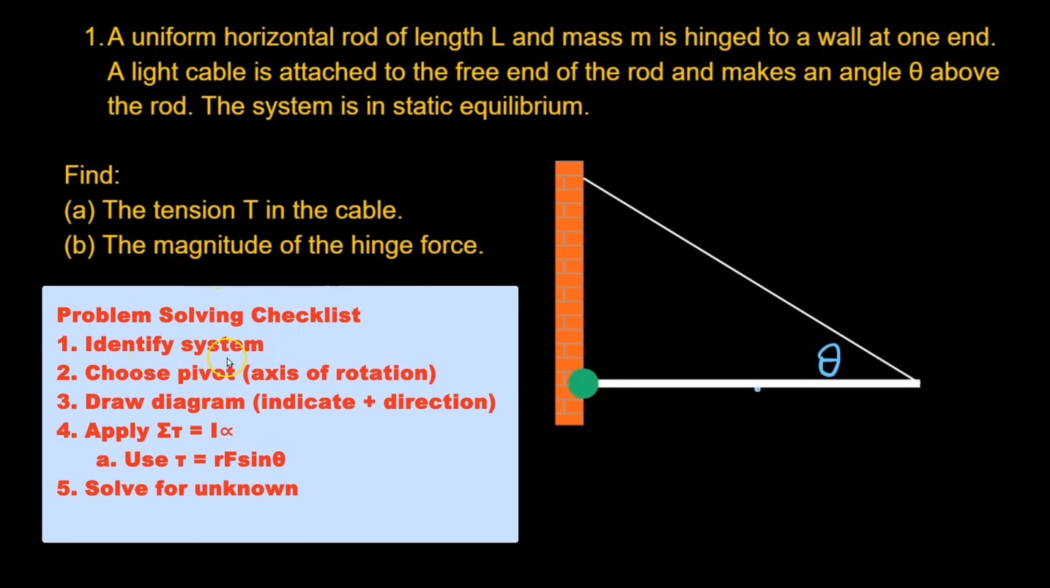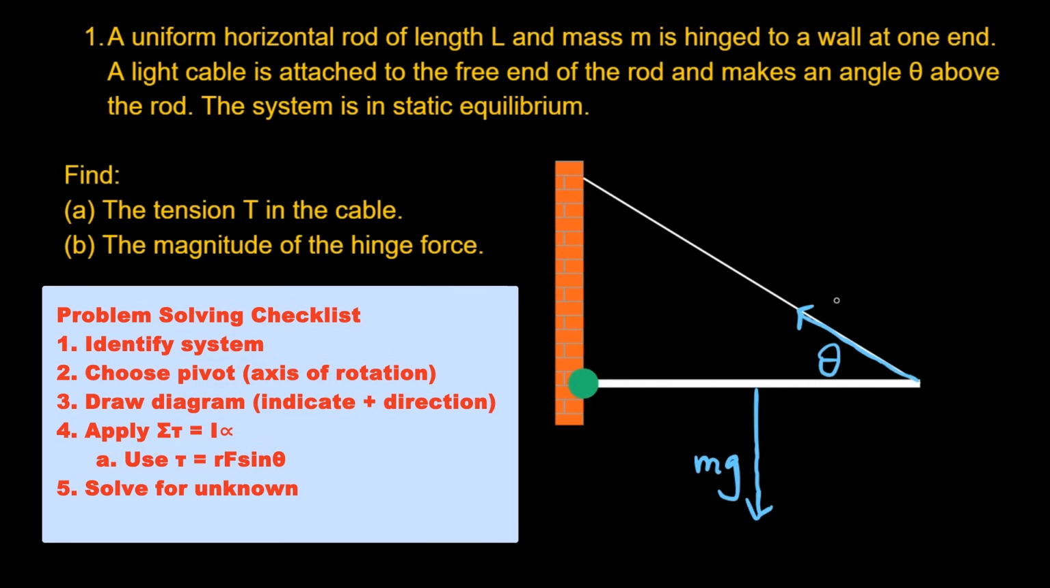Step 1 will be to identify the system. Our system will be this rod. Step 2 will be to choose our pivot. Our pivot will be this hinge right here, also known as the axis of rotation. Step 3, we're going to draw a force diagram. We want to indicate all the forces that are causing a torque on this rod here.